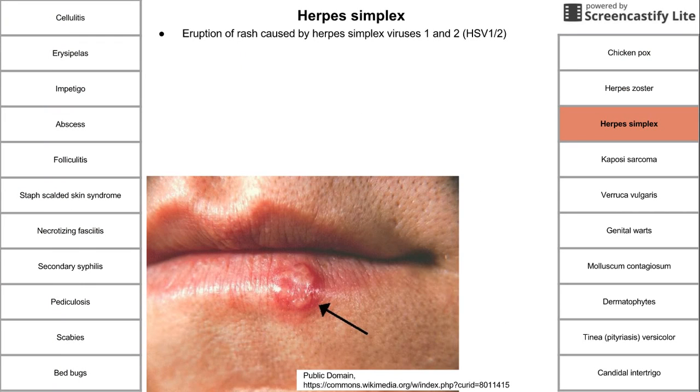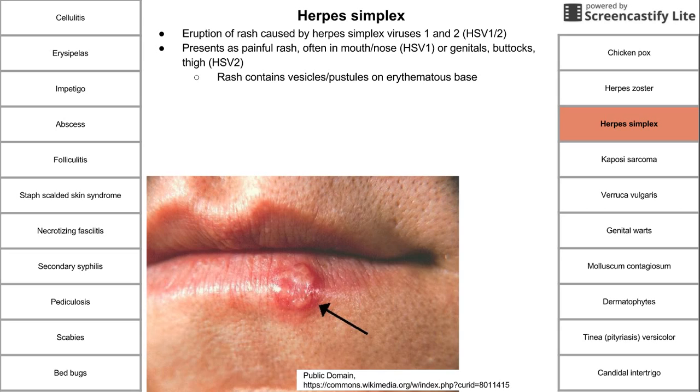Next is herpes simplex. This is caused by herpes simplex virus 1 or 2, and it's a rash. It presents as a painful rash, often around the mouth or nose, or buttocks, or thigh, or genitals. HSV1 tends to prefer the mouth and the nose. HSV2 tends to prefer the lower body below the waist, but those are not hard and fast rules. Both viruses can affect both places. The rash contains vesicles and pustules on an erythematous base, like the other herpes viruses. This recurs more than once, unlike herpes zoster, and often occurs in the same place.